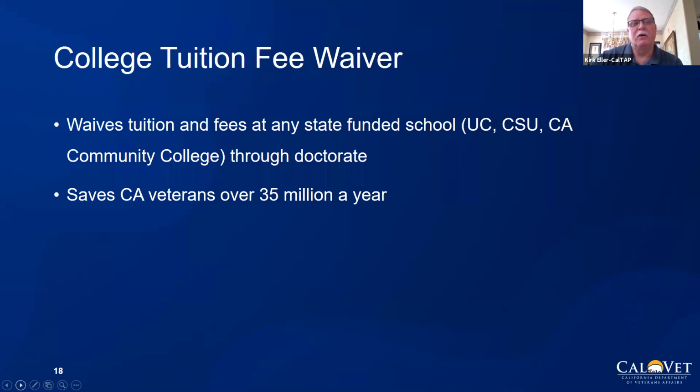One of the most popular benefits for California veterans is the college tuition fee waiver. This benefit is available to veteran dependents. There are 4 plans that you can be eligible for. What this does is waive tuition and fees for the dependents at any state-funded school, whether it's a UC, CSU, or a community college. It saves millions of dollars a year for veterans. To be eligible, you just have to be registered with a service-connected disability rating of 0% or greater from the U.S. Department of Veterans Affairs. So I highly encourage you to have a disability claim filed. Even if it's 0%, your dependents can still be eligible for a tuition fee waiver.